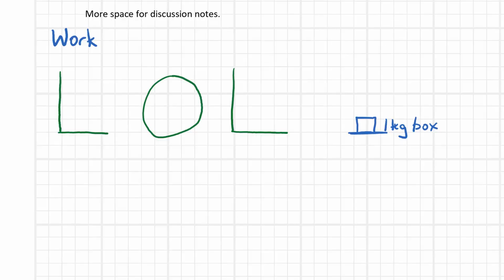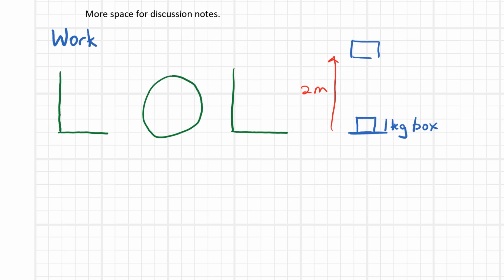Quite often when we talk about work, we use the LOL diagram. The first step, here I'm going to do something, I'll look on the right here, of a 1 kilogram box that we are going to elevate. Let's say we're going to elevate it 2 meters. So it starts off here, and then a little bit later on it's up here, and we'll say that we've moved it up 2 meters.